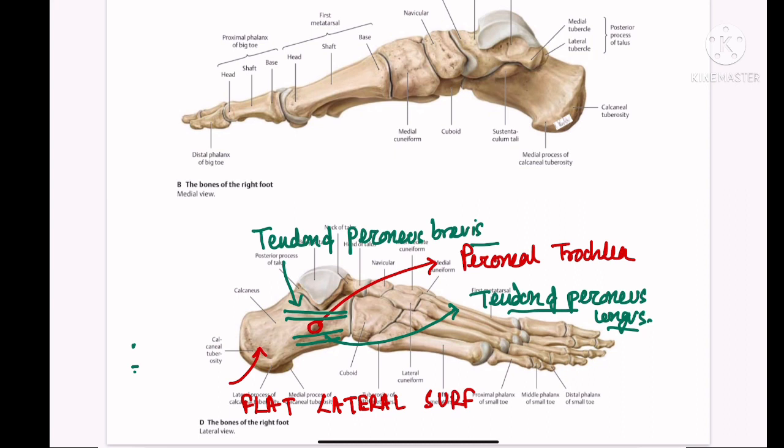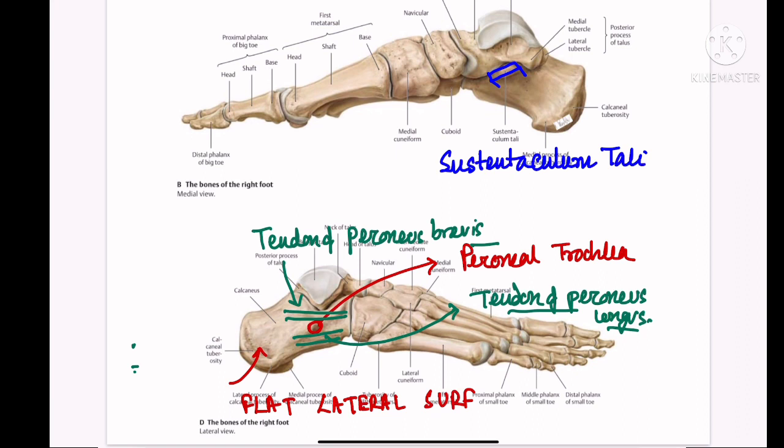Now coming to the medial surface. The medial surface is concave from above downward, and there is a shelf-like projection that you can see on the medial surface. This shelf-like projection is called the sustentaculum tali, a shelf-like projection from the medial surface.